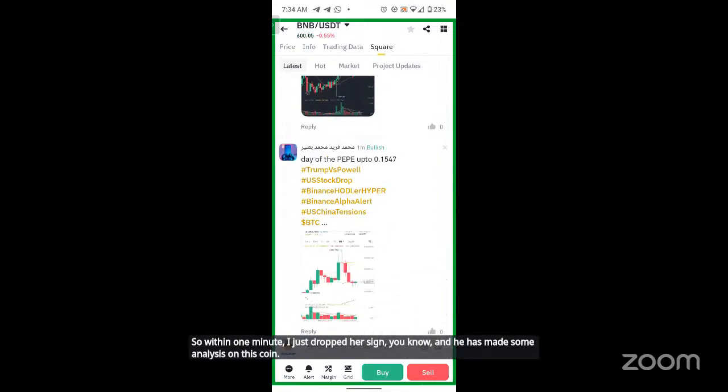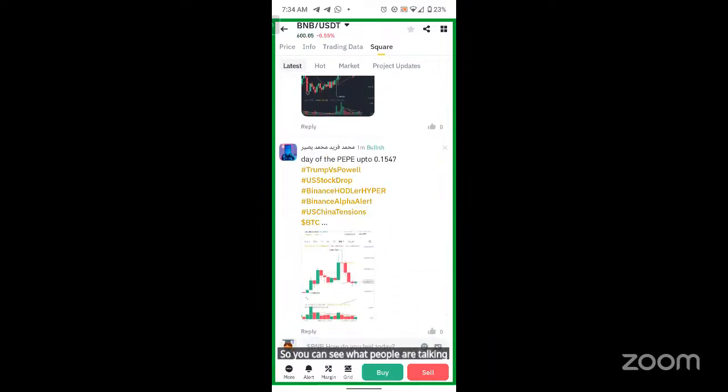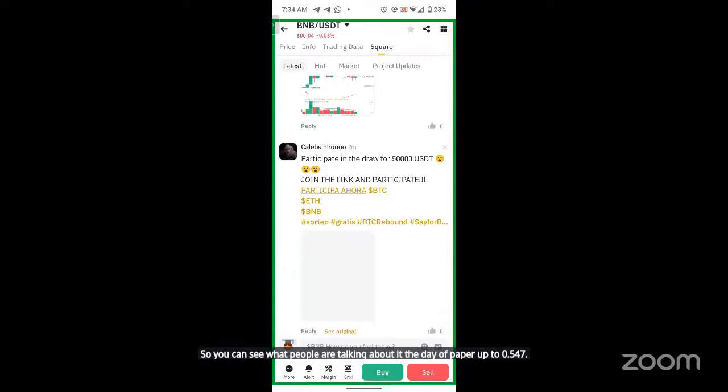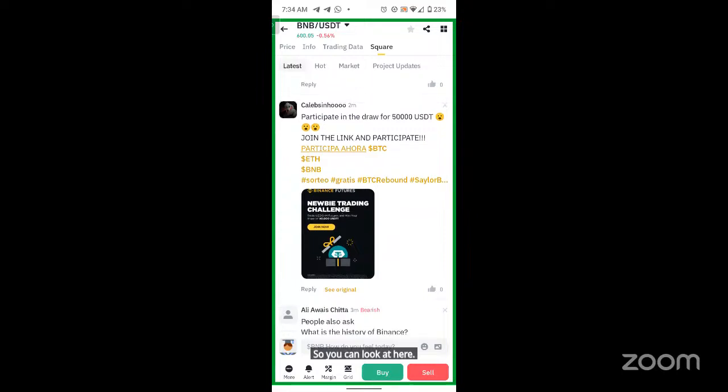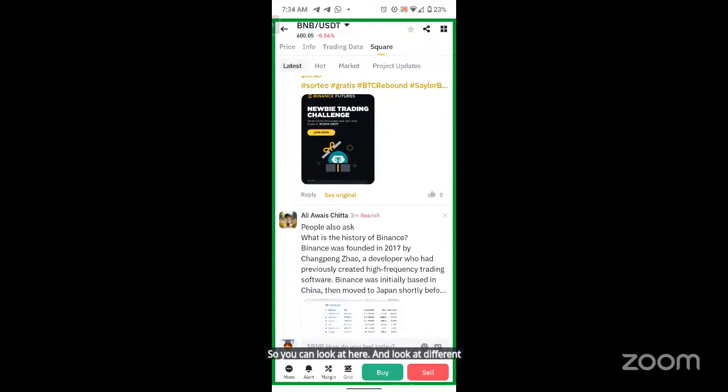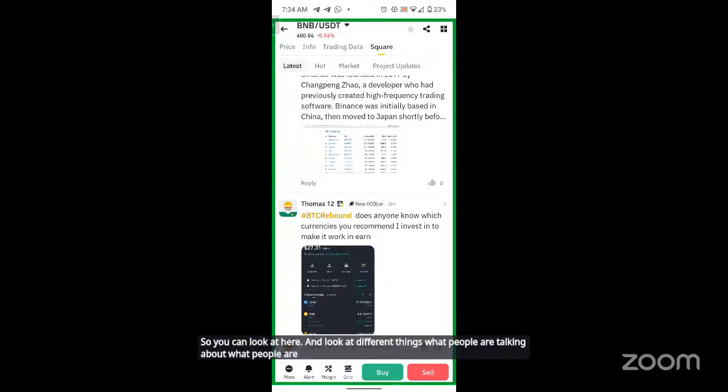So you can see what people are talking about, the day of Pepe up to 0.547. You can look at different things here, what people are talking about regarding this coin, and what people are talking about regarding different coins, okay?